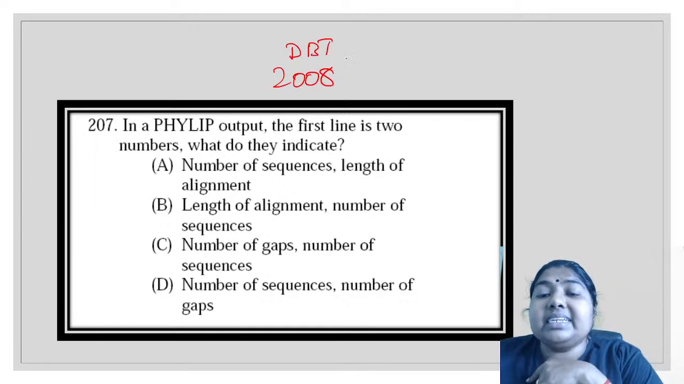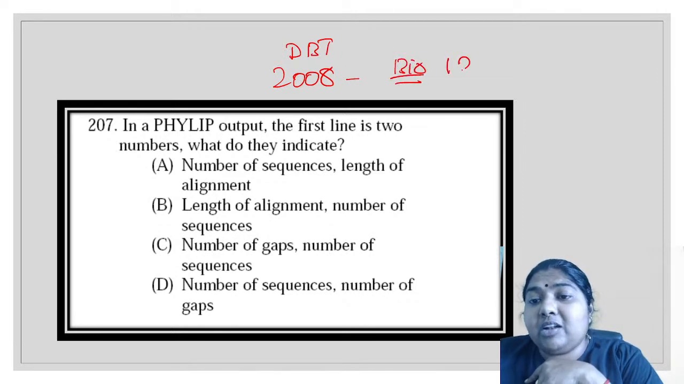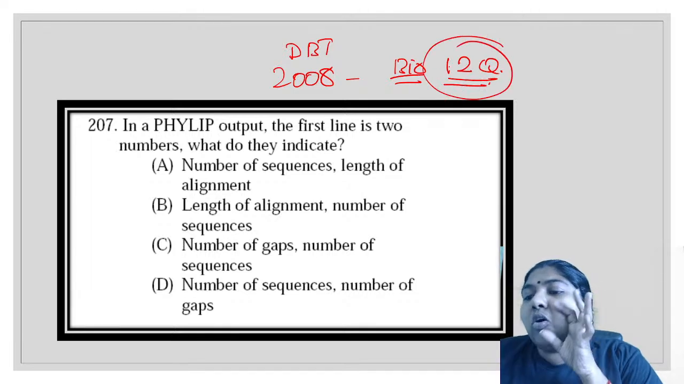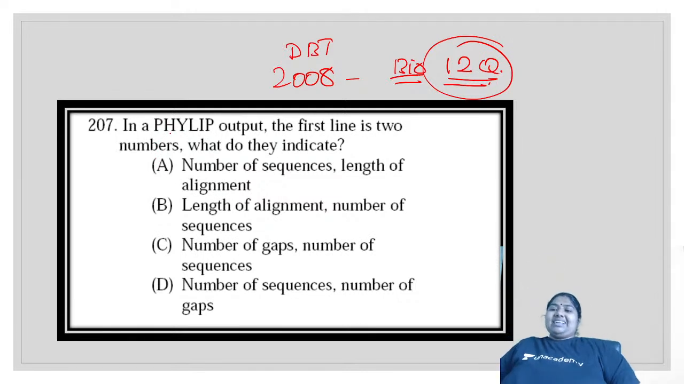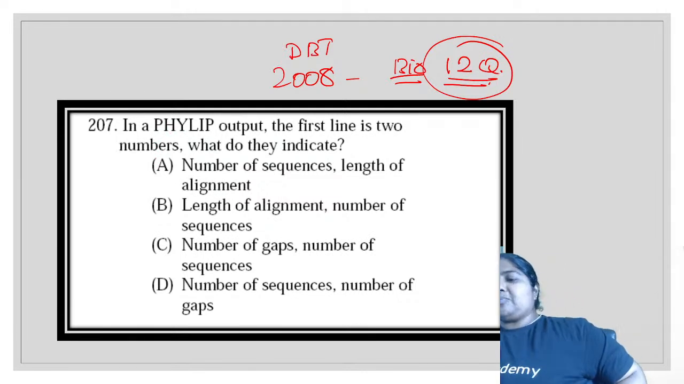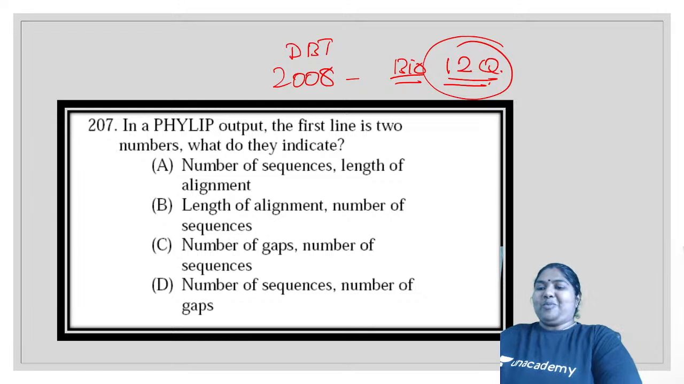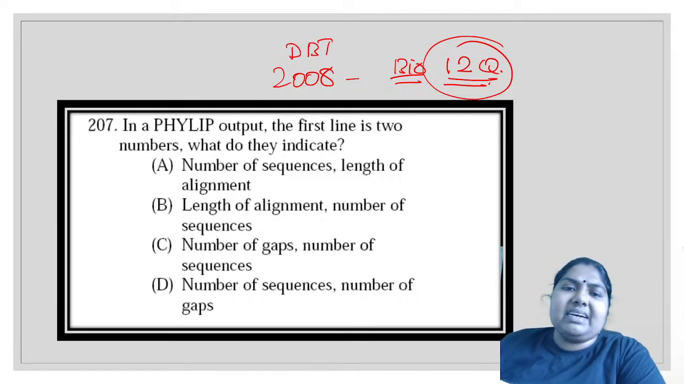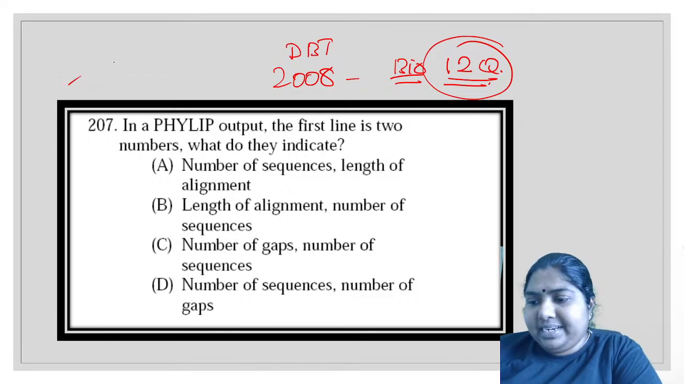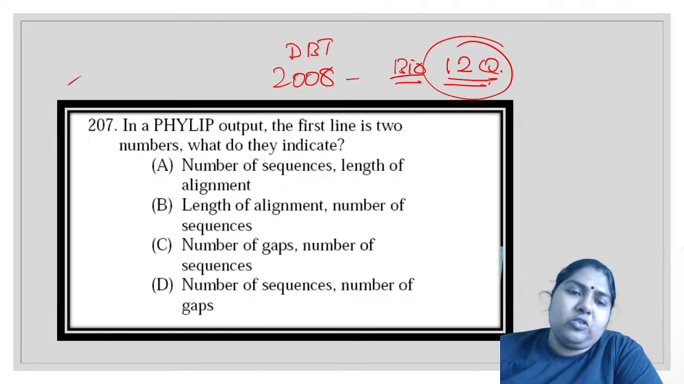I can see that in 2008 bioinformatics came as 12 questions. So it was a very big contributor at that time. Anytime the trend may repeat, so please prepare for this with intense care. Just some 10 hours, you give totally 10 hours and this course will be completed. It is a simple course only.